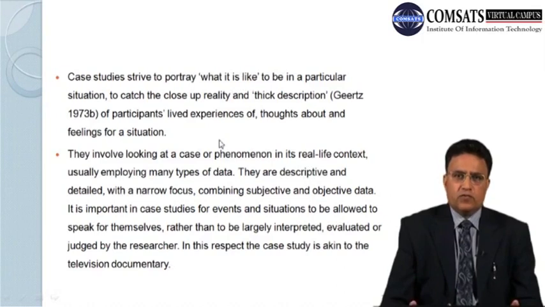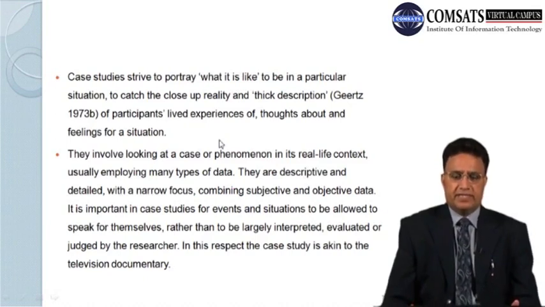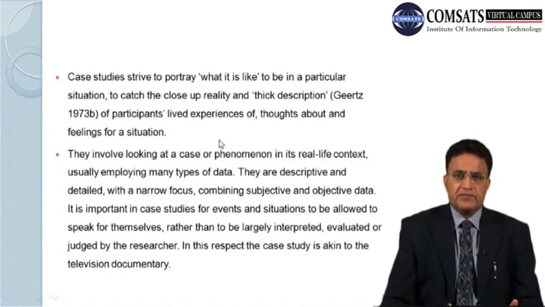So case studies involve looking at a case. In case study research, a researcher or researchers look at a case or phenomenon in its real-life context, usually employing many types of data. They are descriptive and detailed with a narrow focus, combining subjective and objective data. So that is a blend of subjective and objective data.